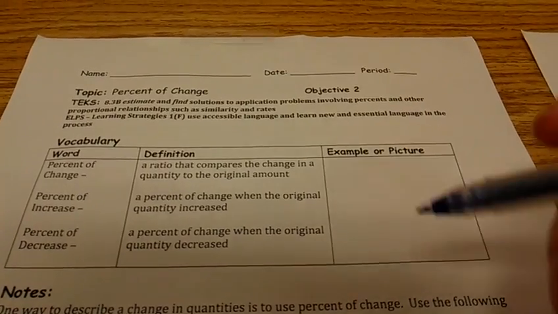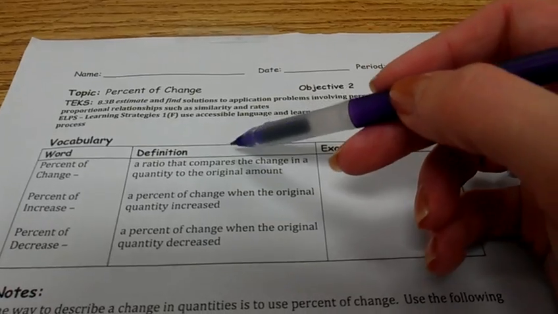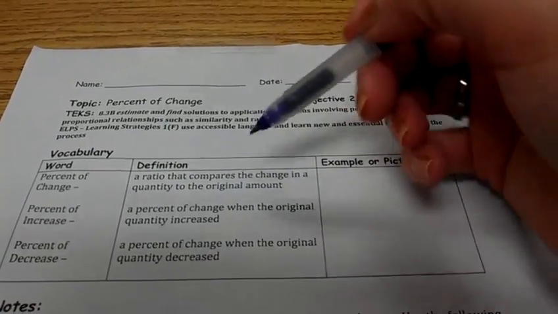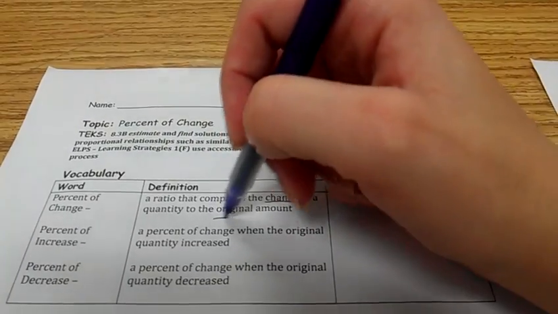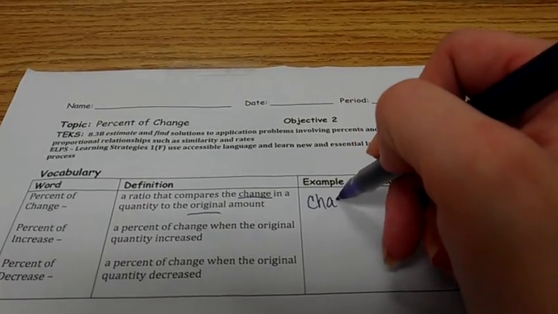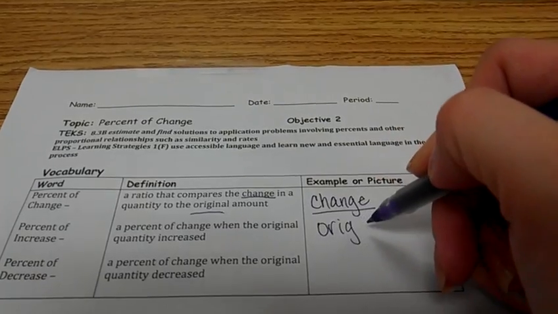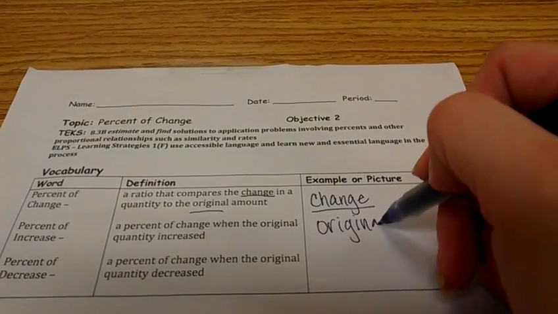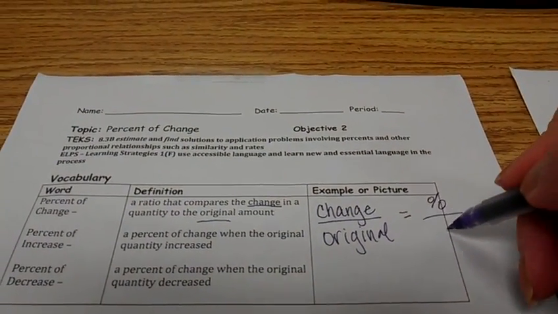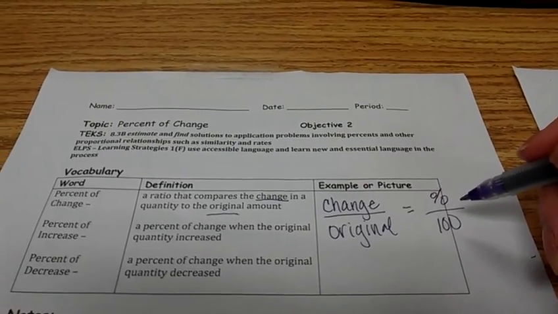So our vocabulary, of course, percent of change, it's a ratio. A ratio is a fraction that compares the change in quantity to the original amount. So there's your comparison, change to original. So when we set up our proportion, that's exactly how we set it up. Change over the original amount. And that is going to equal our percentage over our magic number of 100 that we've been using for percentages.